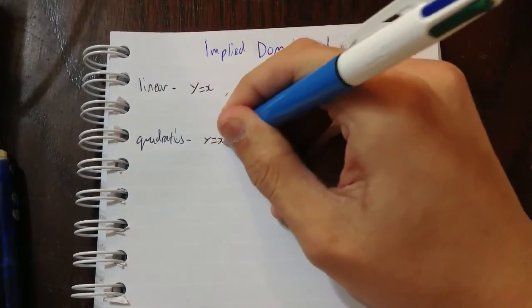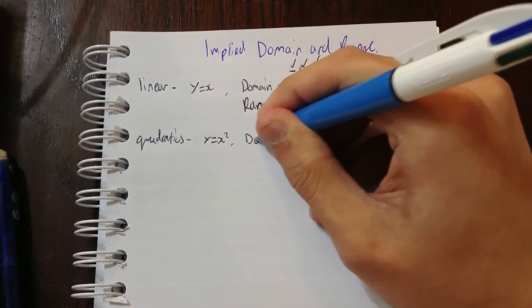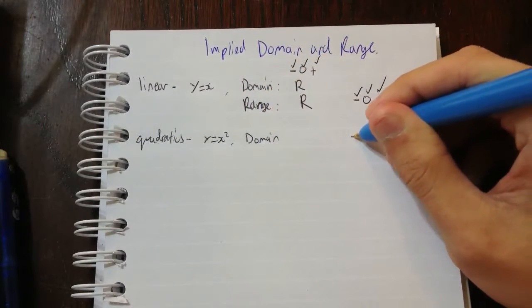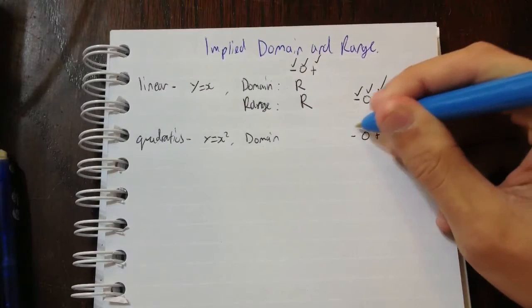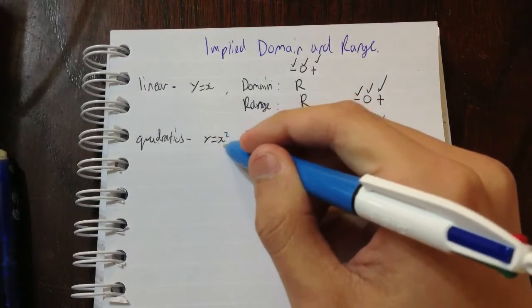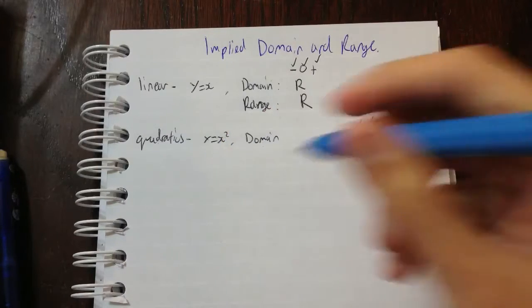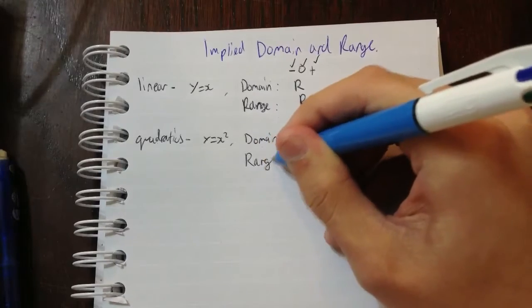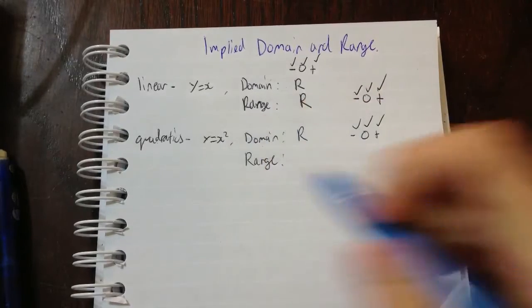Y equals x squared. Domain. Can x be negative? Yes. Can x be 0? Yes. Can x be positive? Yes. All true. Because that's what's happening. We can put anything into this. So that means it's all real numbers. And the question is, what's the range?